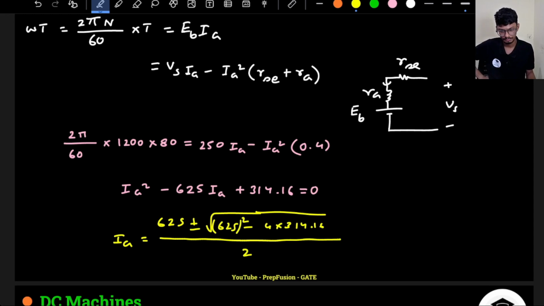Okay, Ia is coming out pretty small. Any mistakes? I think I'm making a mistake. Just hold on. 2 into pi into 1200 into 80 divided by 60 divided by 0.4. Yeah, I made a mistake. This should have been 25132 actually. Okay, my bad.